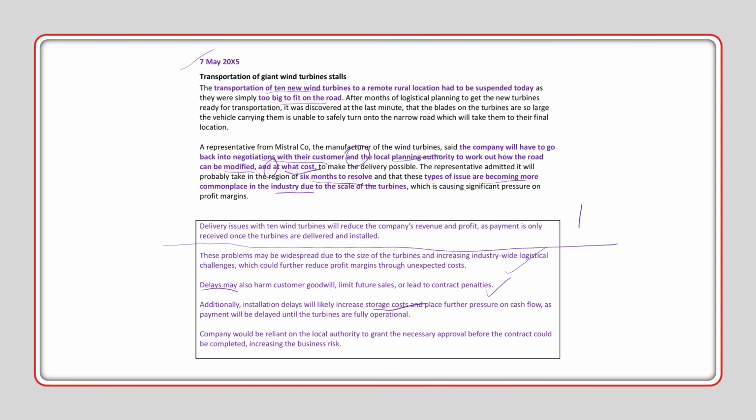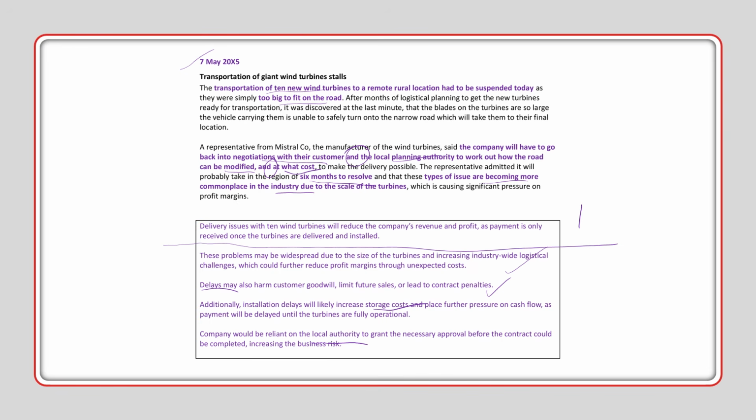And my reliance on local authority is going to be an issue because I can't just assume I'll get the required approval and start working on the roads. So it's about the approval, it's about the cost of modifying the road, which is going to increase my costs. All of that can be evaluated using your information in the scenario.